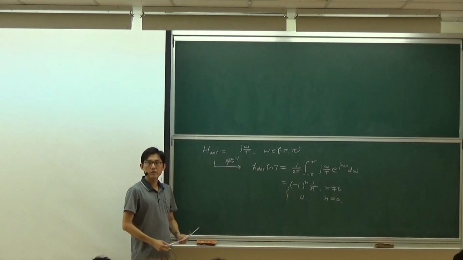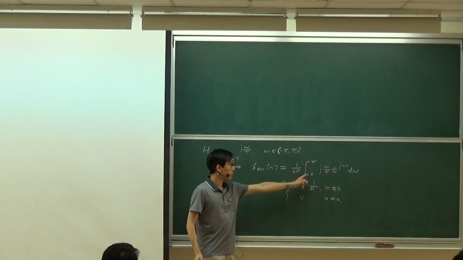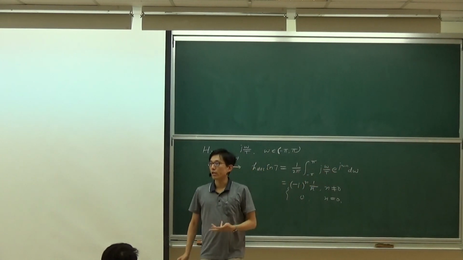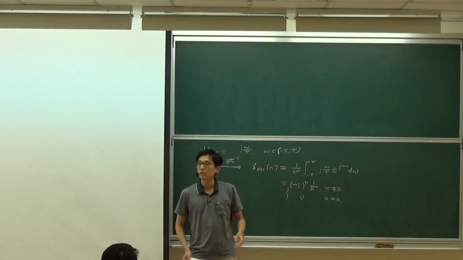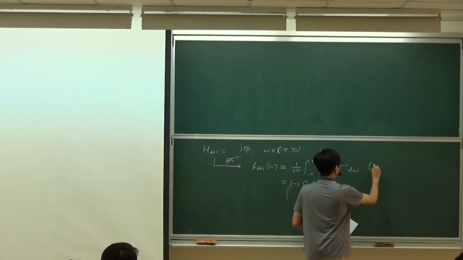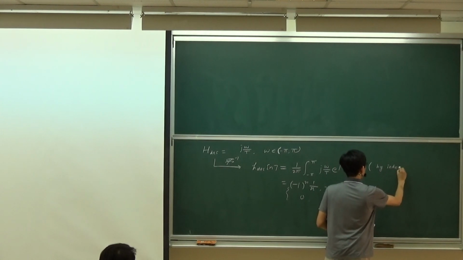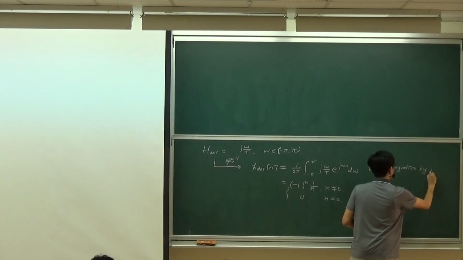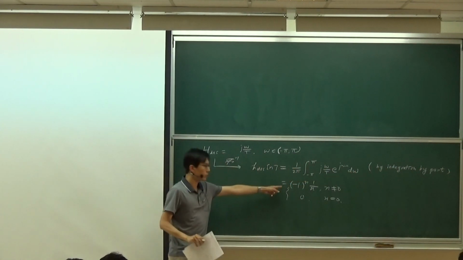So it turns out that you can follow the steps. It's simple enough. Because there's omega here and omega there, this integral you can calculate by integration by parts. Integration by parts, you'll be able to figure this out.